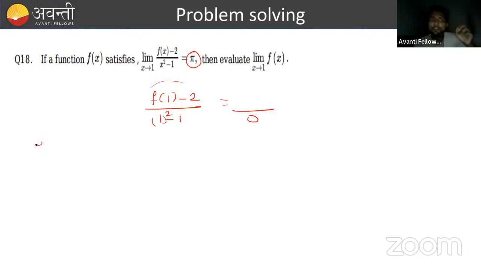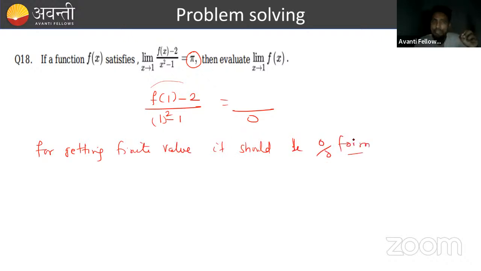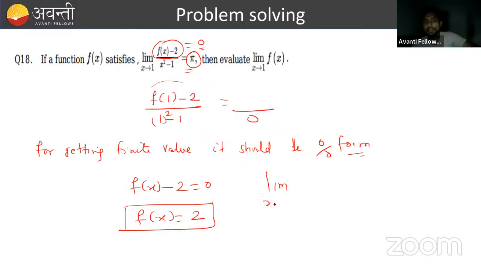So for getting a finite value, it should be 0 by 0 form only. क्योंकि हमें फाइनाइट आंसर दिया गया है, but after putting the value we are getting something minus 0. It means what, कि ऊपर वाले को भी क्या होना पड़ेगा, 0 होना पड़ेगा, तभी जाके हम कोई लिमिट की प्रॉपर्टी यूज कर पाएंगे और इसका वैल्यू फाइनाइट आएगा. तो यहाँ से एफ ऑफ एक्स की वैल्यू 2 आ जाएगी. जब f(x) की वैल्यू 2 आ गई तो limit x tending to 1 f(x), f(x) is a constant function, तो ये तो 2 है, limit value is also 2.